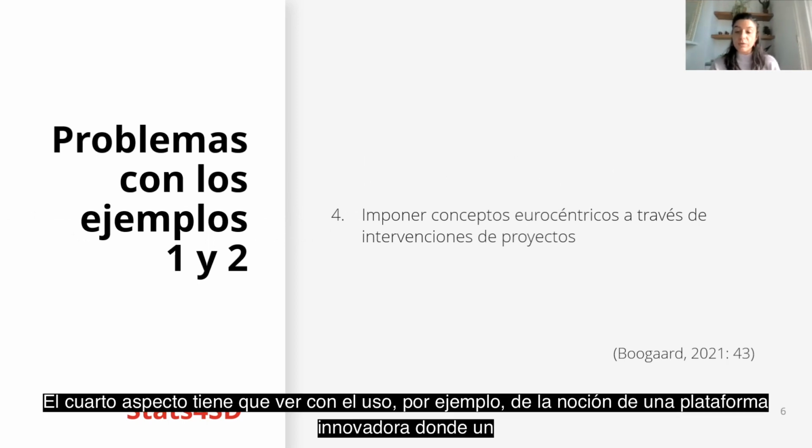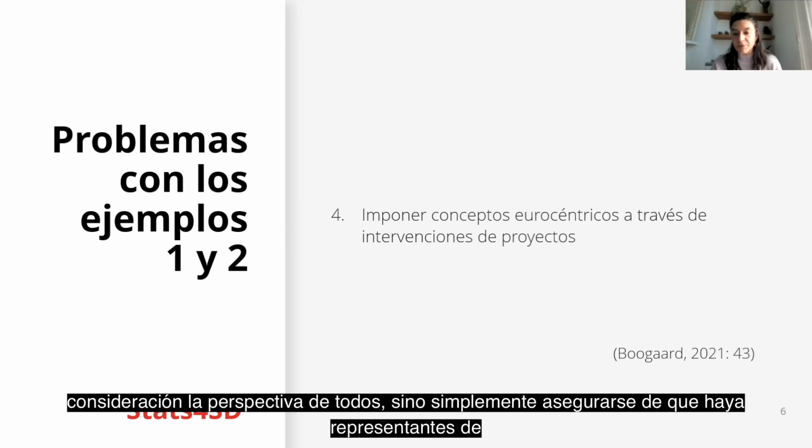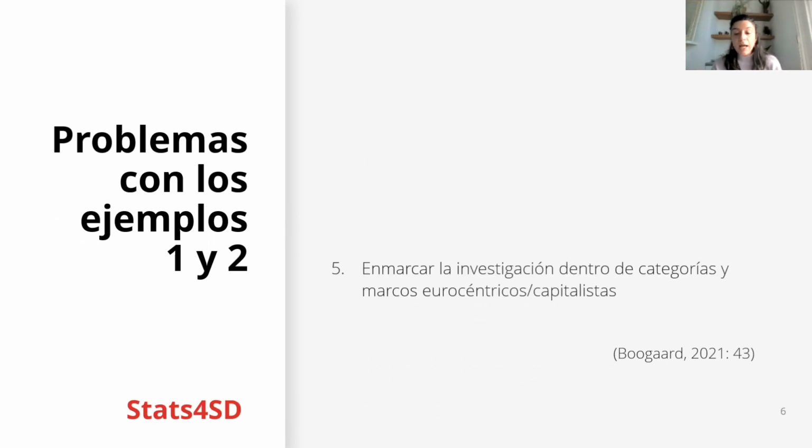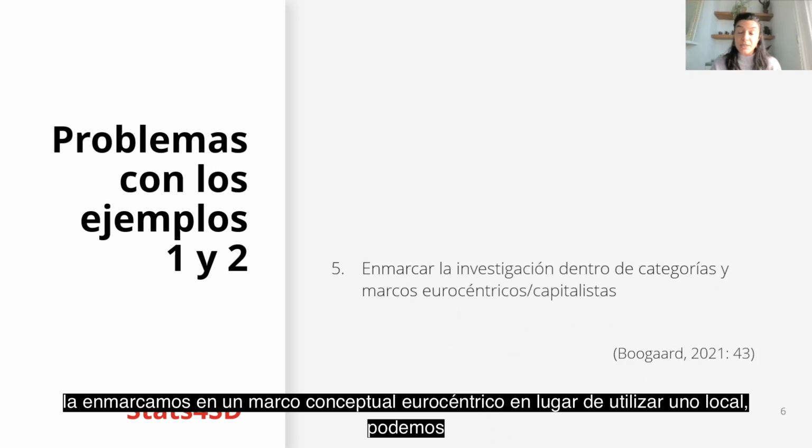Fourth aspect has to do with using, for example, the notion of innovative platform, where a market-led development approach or a notion of inclusion is limited to just not really taking into consideration everyone's perspective, but just making sure that there are representatives of marginalized groups within meetings, but without their voices really being heard. And a final aspect has to do with the fact that when we conduct research about the community, if we frame it within Eurocentric conceptual framework instead of using local ones, we may end up analyzing data or coming up with findings that are not really locally relevant.